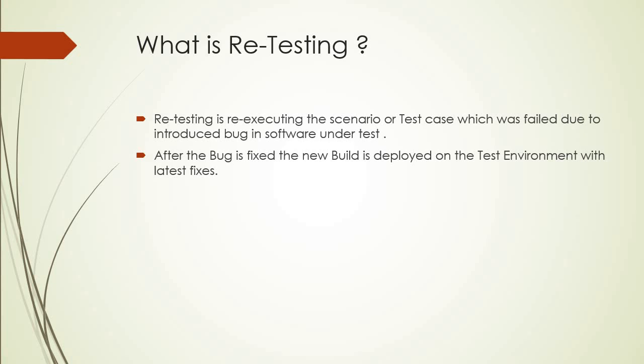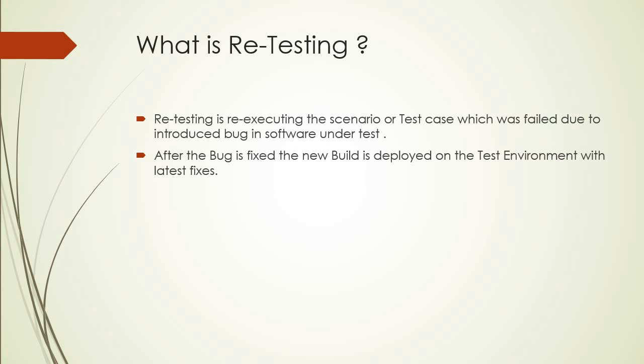So retesting itself, as the name specifies, means we are rechecking a particular scenario. Whenever a QA team is executing the test cases and some of the test cases are failing, the failed test cases are raised as bugs. When the bugs are fixed and redeployed to the test environment, the team is retesting the failed scenarios. So that particular step is called retesting.